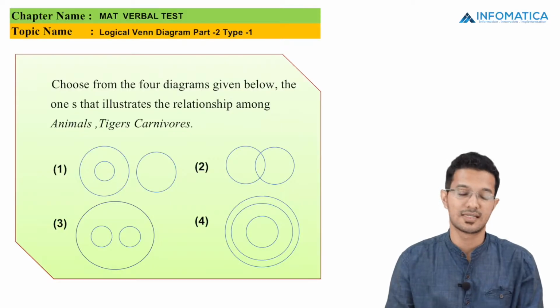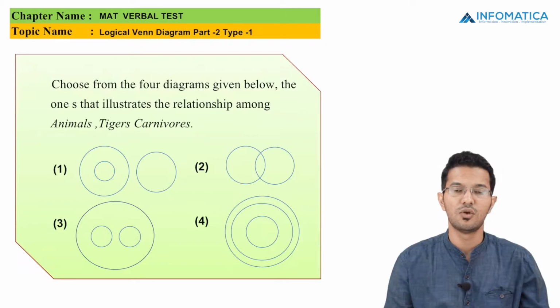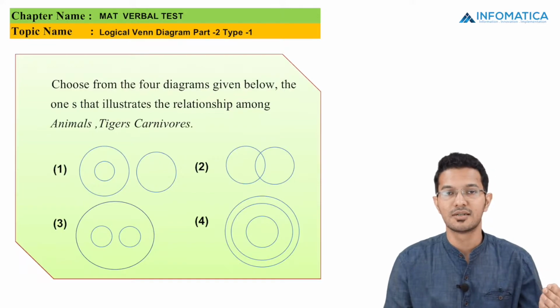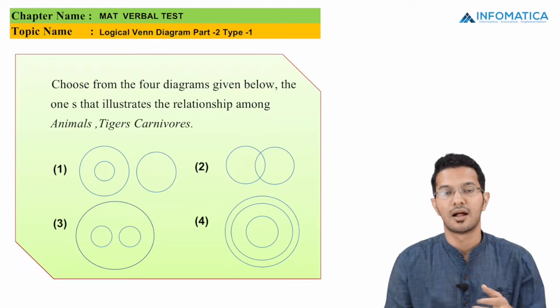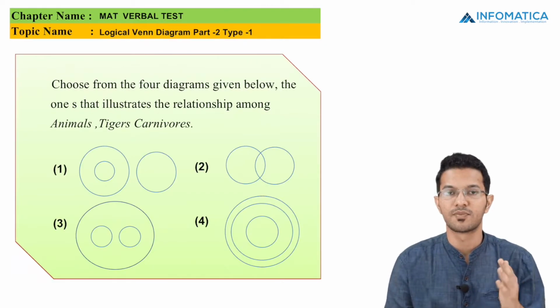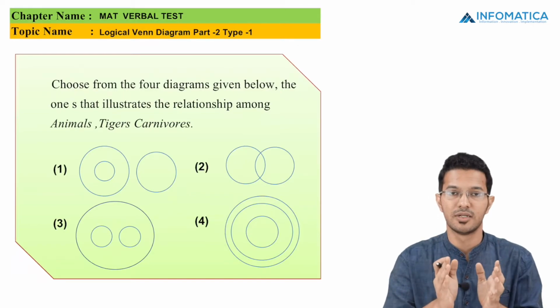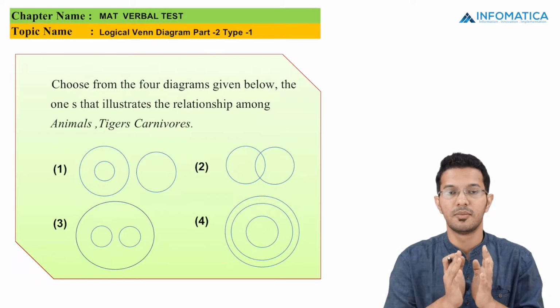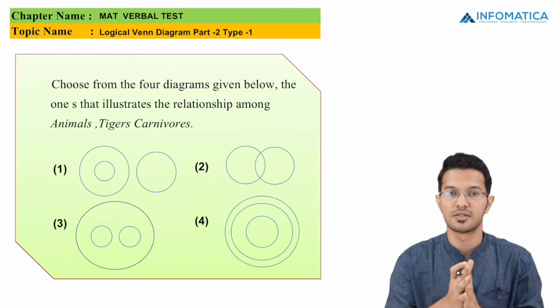Now the first question says that choose from the 4 diagrams given below the one that illustrates the relationship among animals, tigers and carnivores. Students, we know one thing, that animals are having tigers as well as carnivores. So what are tigers? Are they animals? Yes, they are definitely animals. Are they carnivores? Yes, they are definitely carnivores. So the bigger circle will be consisting of animals, the smaller circle will be consisting of carnivores, and the smallest circle will be consisting of tigers.